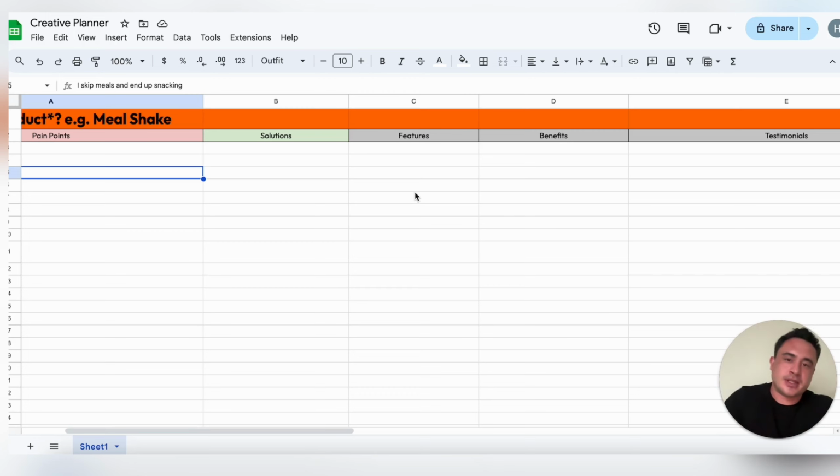Again, the benefits. This is going to be slightly different from the features. The features are kind of raw facts about the product. The benefits is then how you can take those features and turn them into a benefit, how it actually changes your customer's life.